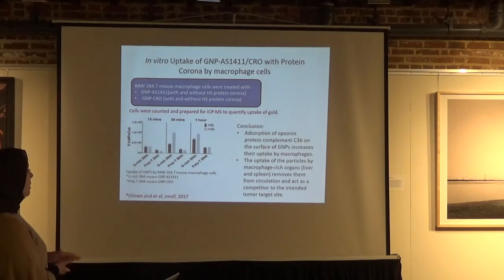So the reason for that is the protein corona has C3b protein, which is recognized by macrophage cells, and we know that liver and spleen are organs rich in macrophage cells. So this is the reason for uptake of the particles by the liver, and it decreases the particle concentration in blood before reaching the tumor site.